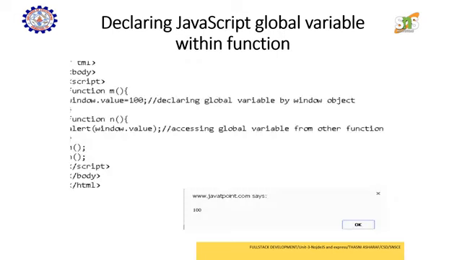So here, for example, we have a function called m, and window.value is equal to 100. Here we are declaring the global variable by the window object, and we are declaring another function called n, and here we are calling window.value to alert it. So we are accessing this global variable from another function. So again we call the functions m and n, and we get the output as 100. I hope you get it.